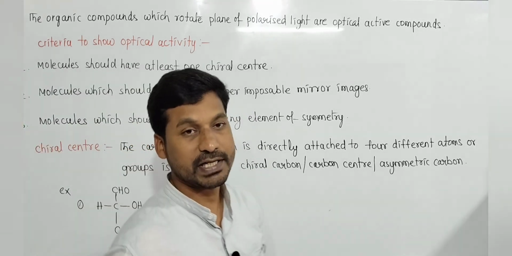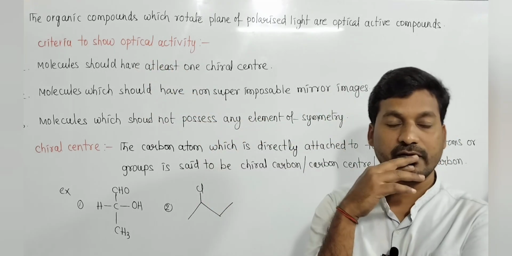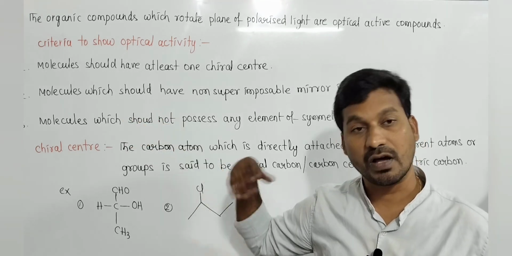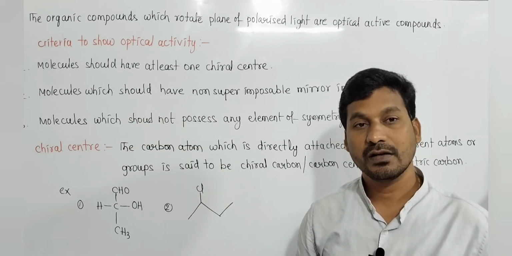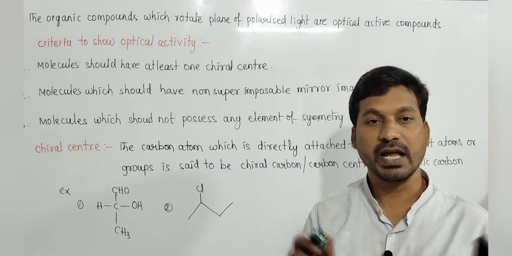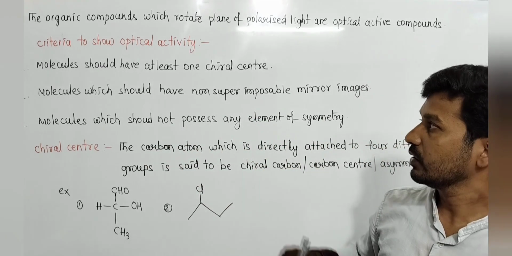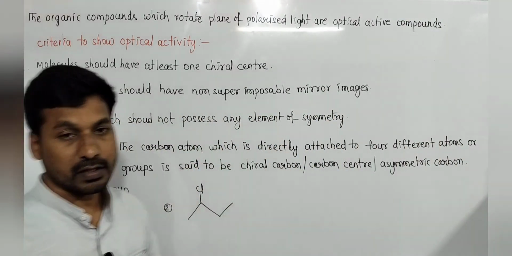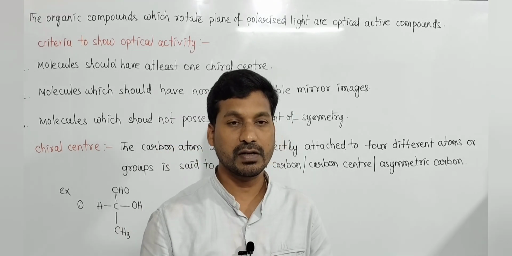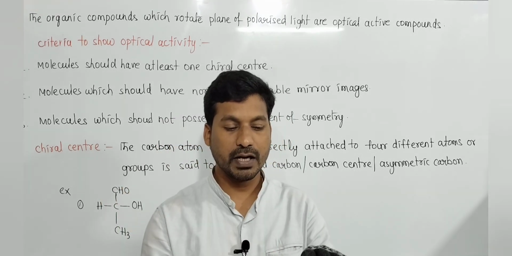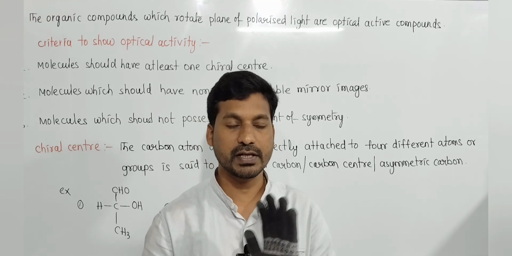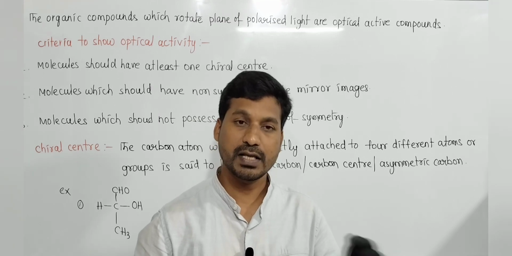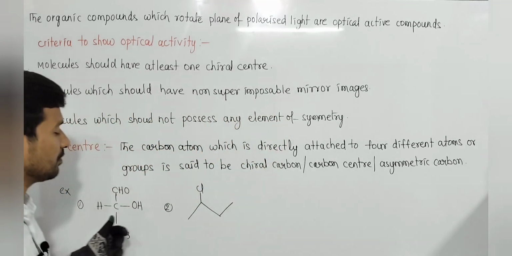Three points. So what is the criteria for optical activity? The compound should contain at least one chiral center, the compound should have non-superimposable mirror images, and the compound should not possess any element of symmetry. I will explain all these three. First, what is a chiral center? It is a carbon atom which is directly attached to four different atoms or different groups. Such a carbon is said to be a chiral carbon, chiral center, asymmetric center or asymmetric carbon. Remember these terms.